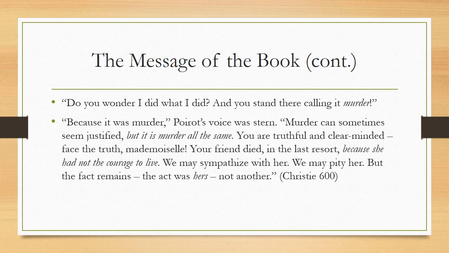"Because it was murder." Poirot's voice was stern. "Murder can sometimes seem justified, but it is murder all the same. You are truthful and clear-minded. Face the truth, mademoiselle. Your friend died in the last resort because she had not the courage to live. We may sympathize with her, we may pity her, but the fact remains the act was hers, not another."